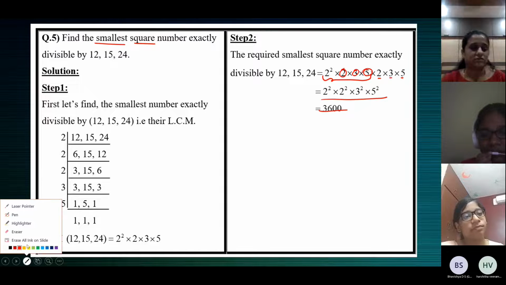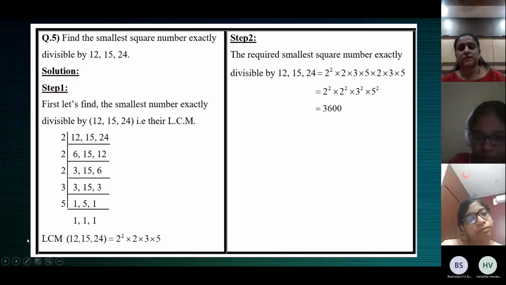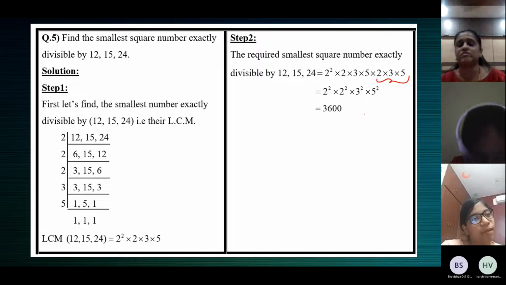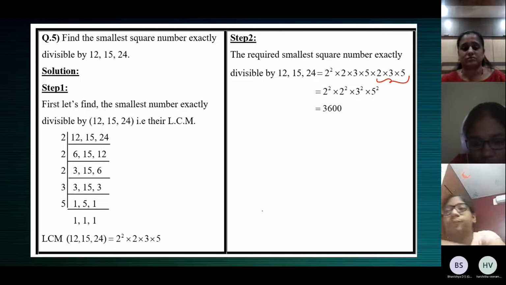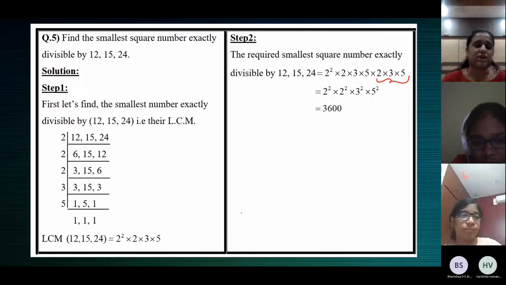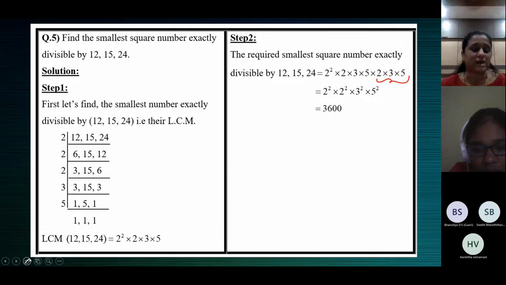Yes, ma'am, understood. So the LCM is the smallest number. Then when you multiply like this, you get the smallest square number, because if it should be a square number, every prime should occur in pairs.